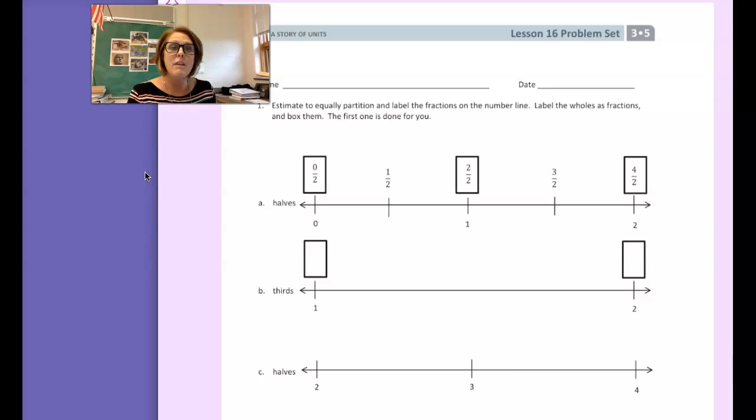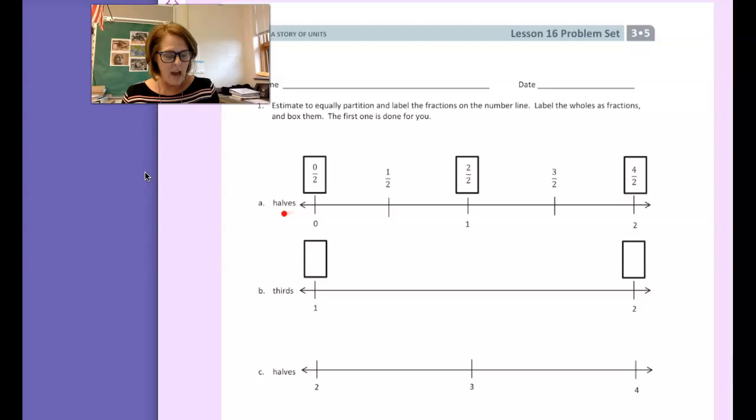So we're placing fractions on the number line between whole numbers. So it's not necessarily between 0 and 1. We might be doing it between different whole numbers. So let's take a look at their example here.